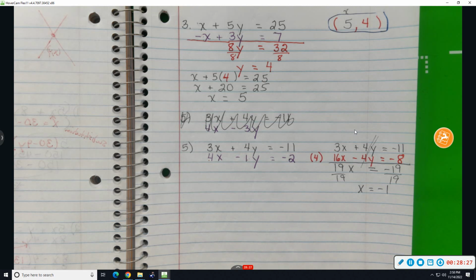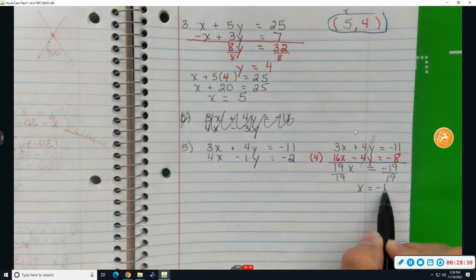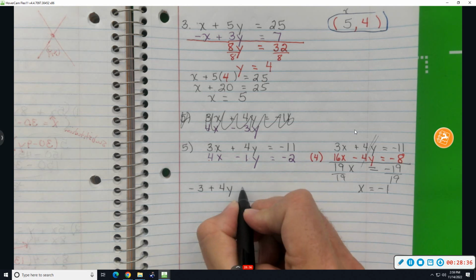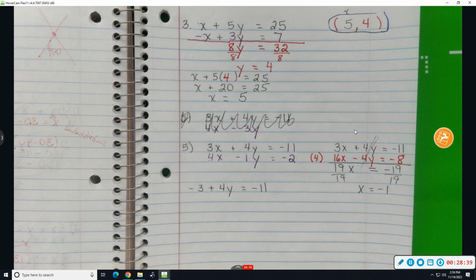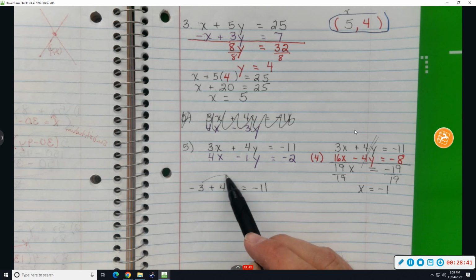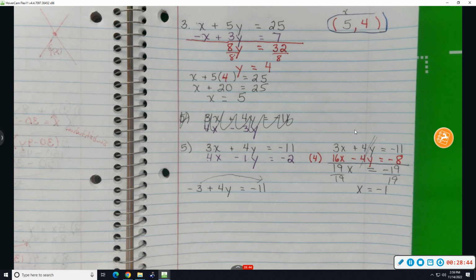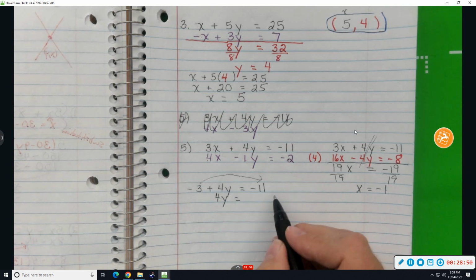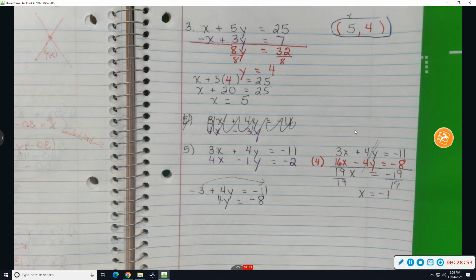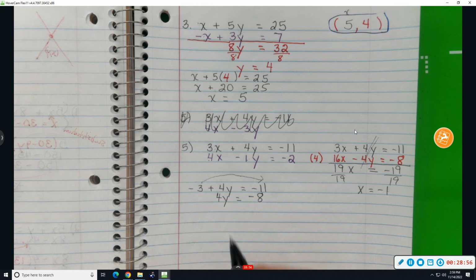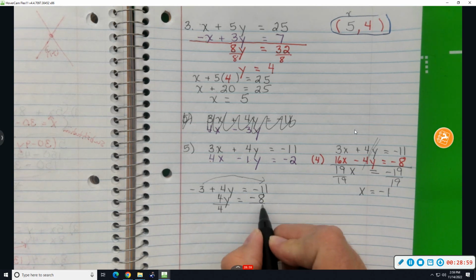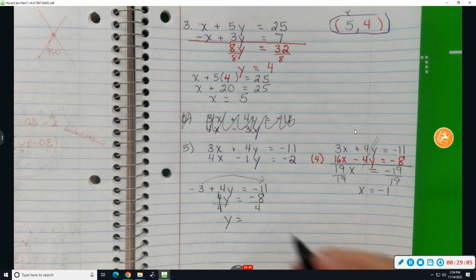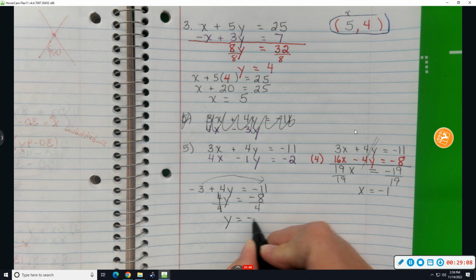We would have 3 times negative 1, so negative 3 plus 4y equals negative 11. Solve this for y by adding 3. Negative 11 plus 3 is a negative 8. And then divide by 4 to get y equals what? It's negative 2, right? Negative 2?